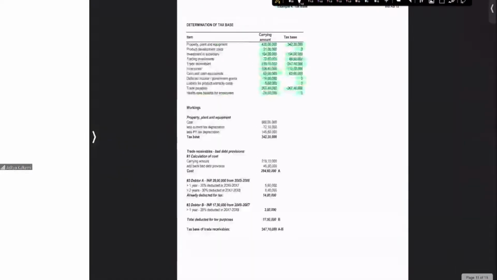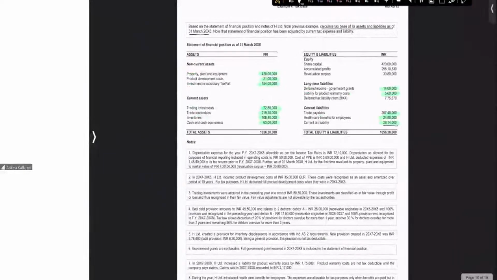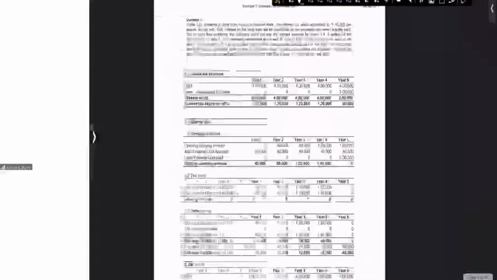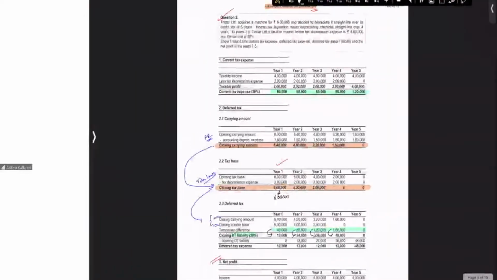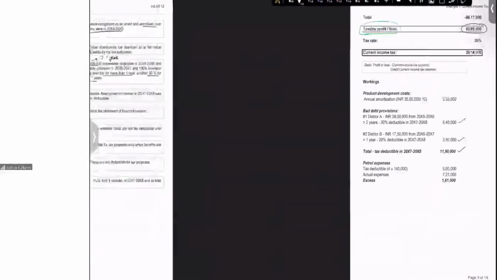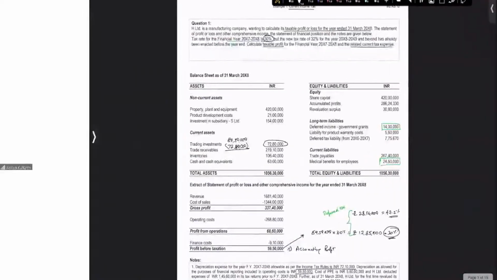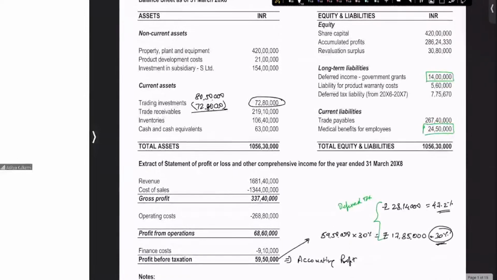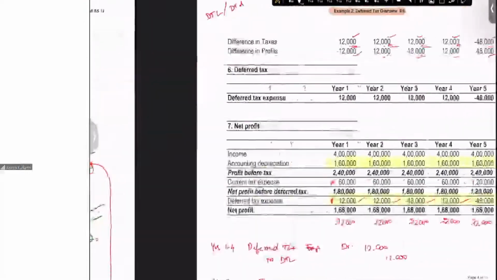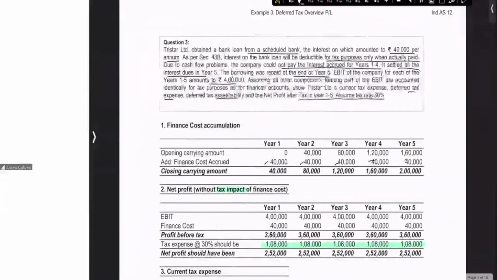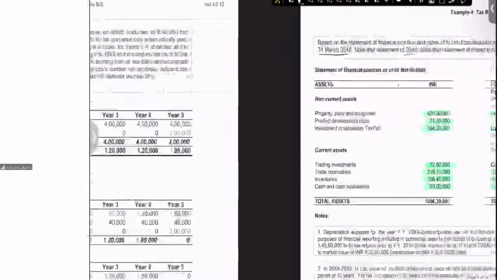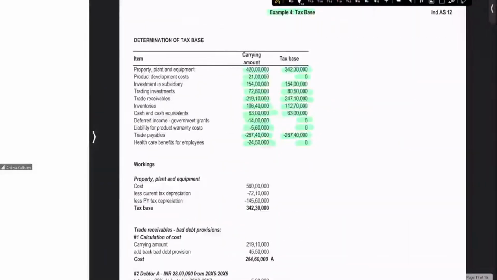As far as I remember, in this question, we are given the profit and loss also. Correct? If you see, it is a series of questions. Okay, so I am given the profit and loss also. So 59,50,000 into 30%, I should get 17,85,000. But I have recorded 28,14,000, and then this deferred tax impact also I have given.